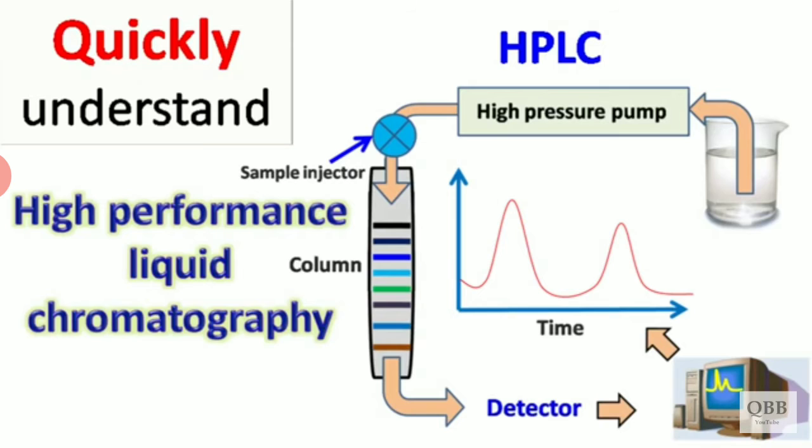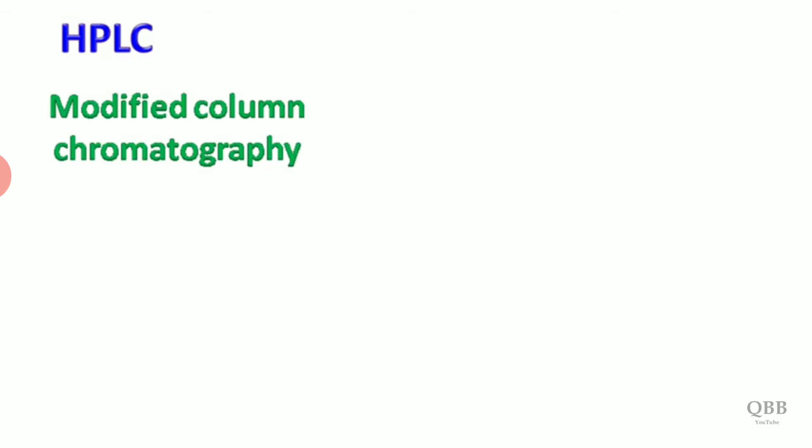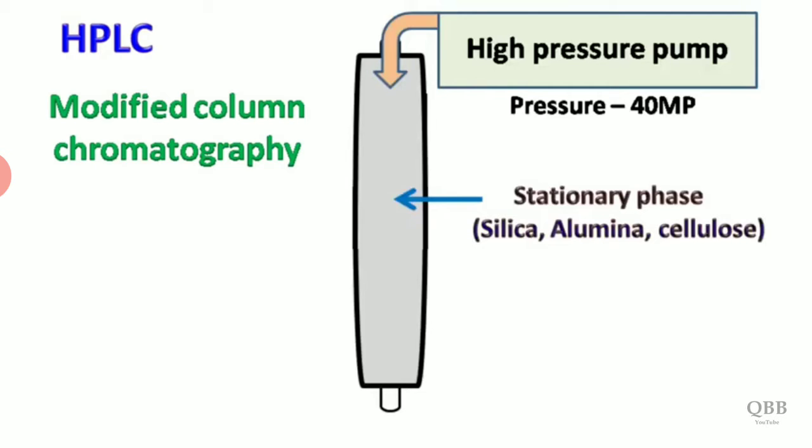So this is a simple diagram of HPLC, as we have seen also in our lectures. You need a column, a sample injector, a pump and a detector system. Basically HPLC is a modified column chromatography. As we know, in column chromatography you need a column, a mobile phase and a stationary phase. The stationary phase generally uses silica, alumina or modified cellulose. So cellulose, silica, alumina. And in HPLC, the difference is that you have pressure here.